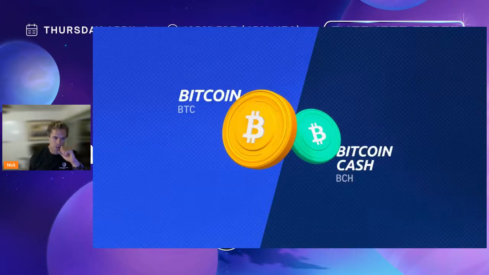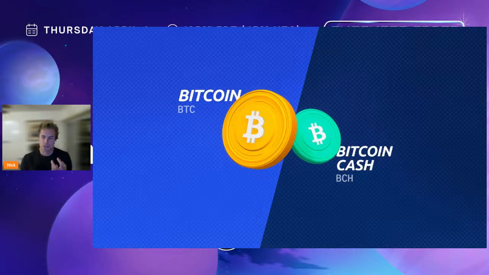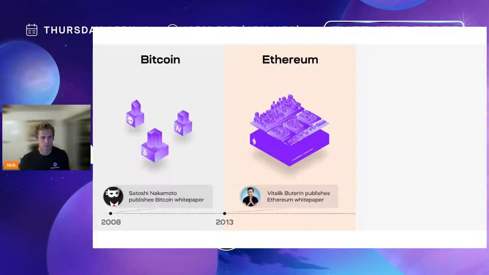And this is why, for example, there have been several different forks of Bitcoin, most notably Bitcoin Cash, where the fundamental argument between the two sides was that Bitcoin Cash wanted to dramatically expand the size of Bitcoin blocks. And the Bitcoin Core folks didn't want to increase the block size because they wanted to make it so that people can run nodes.